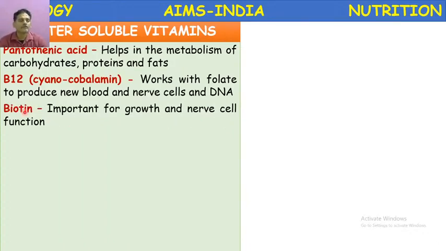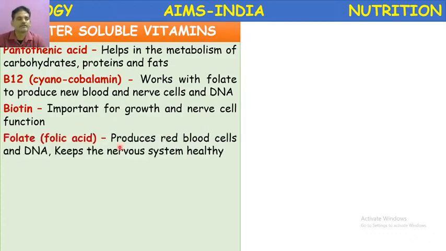Biotin. Biotin vitamin is commonly called vitamin B7. It is important for growth and nerve cell formation. Next, folate or folic acid. It produces the red blood cells, RBC, and DNA, along with vitamin B12, and keeps the nervous system healthy.